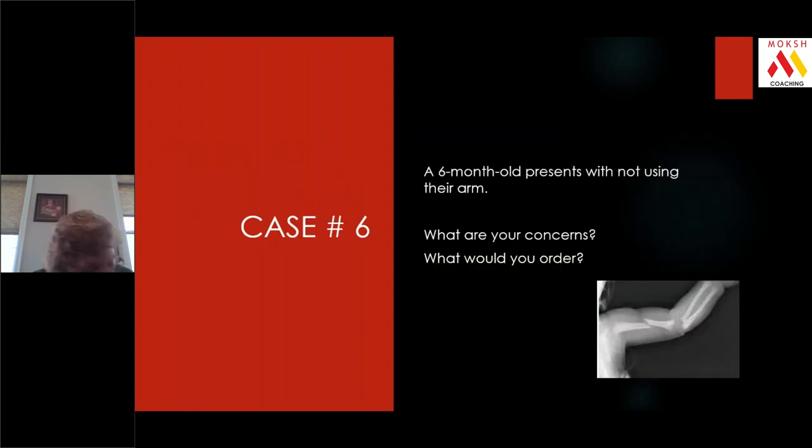This is another important one that I want you to think about because this is very important. So a 6-month-old presents with not using their arm. What are you worried about? And you will have at least 3 to 5 questions on this topic on your exam. Yes. So we see that this child has a fracture of their humerus. So should a 6-month-old have a fracture of their humerus? No, unfortunately, very good point.